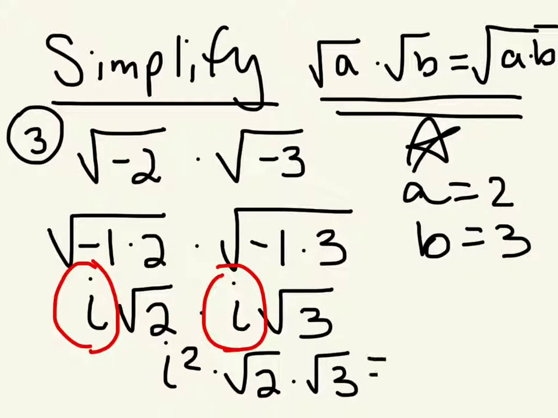So I'm going to simplify this in final form by saying that I've got i squared times the square root of 6. And i squared is equivalent to negative 1.